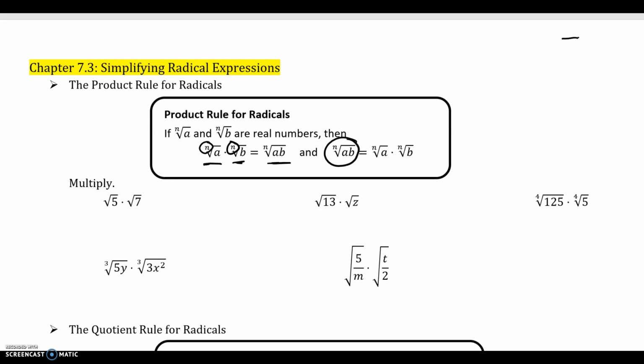If you have one radical, the nth root of a times b, you can split them up into two different radicals. This is really handy for reducing radicals. This is really handy for combining radicals.